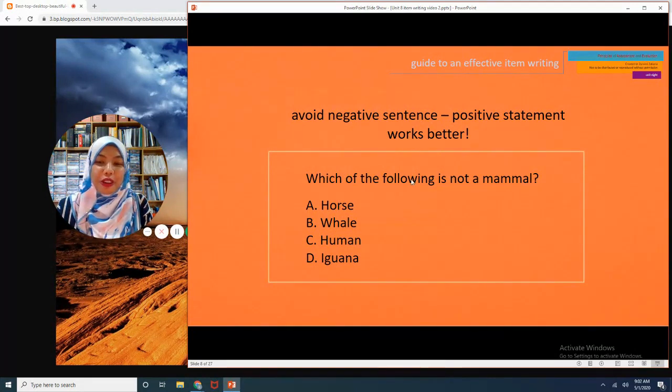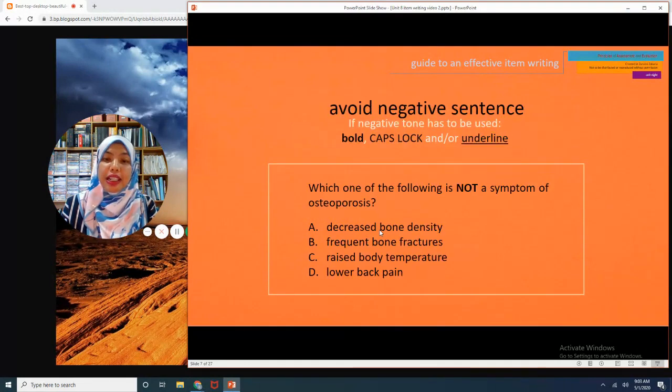Right, so "which of the following is not a mammal" will sound much better if it is phrased "which of the following is a mammal?" Now, if you have the word is there, then you know that you are assessing the knowledge in terms of knowing which of these options is a mammal. So if you cannot avoid the word not, it's fine. But please remember, if you can phrase it positively, then it gives better value to your item.